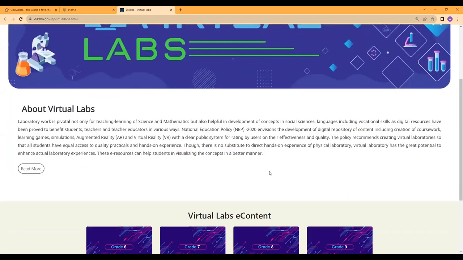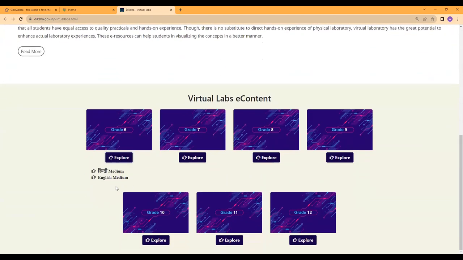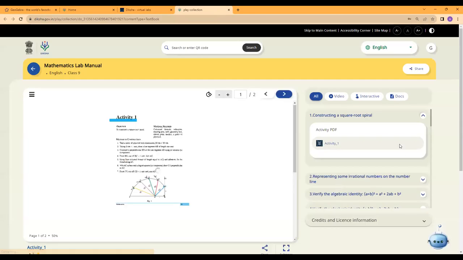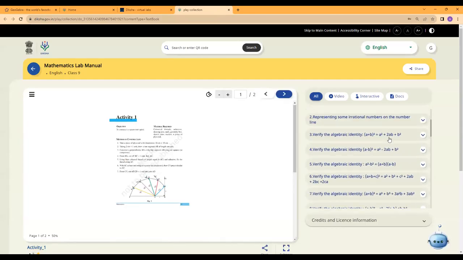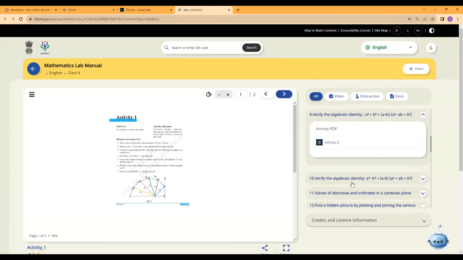Now we are reaching the virtual labs from class 6. When you click on the explore button for class 6, we have content for Hindi medium and English medium. Right now, it is available for English medium only. Today I'm going to explain one of the activities from class 9 mathematics. On the right hand side, this is the table of contents. When you click on a topic, we have an activity.